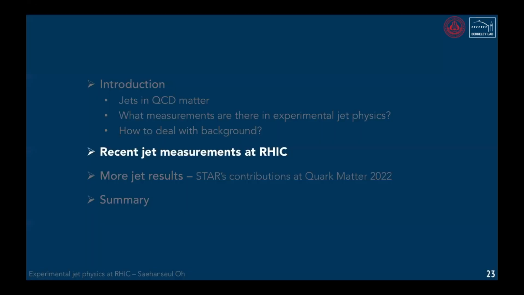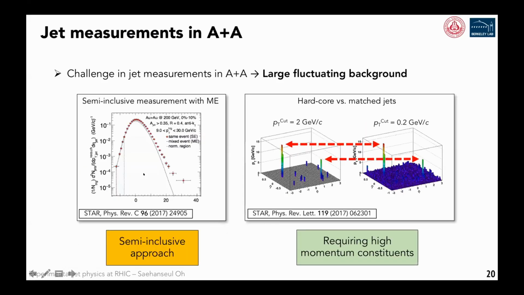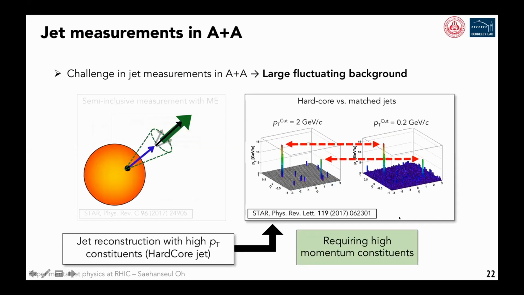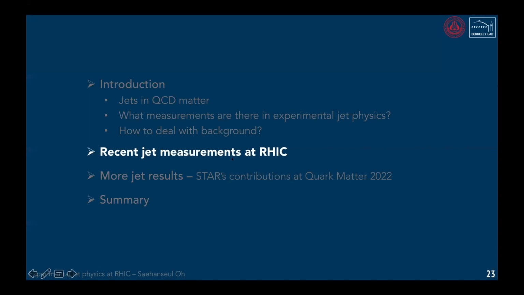So now I want to show some recent jet measurements at RHIC. In the previous slide, I showed two methods: one, the semi-inclusive approach, and the other, requiring a high momentum constituent. All the recent jet measurements at RHIC, all the results in heavy ion collisions, use one of these two methods. And I'll mention what method is used in each specific analysis.